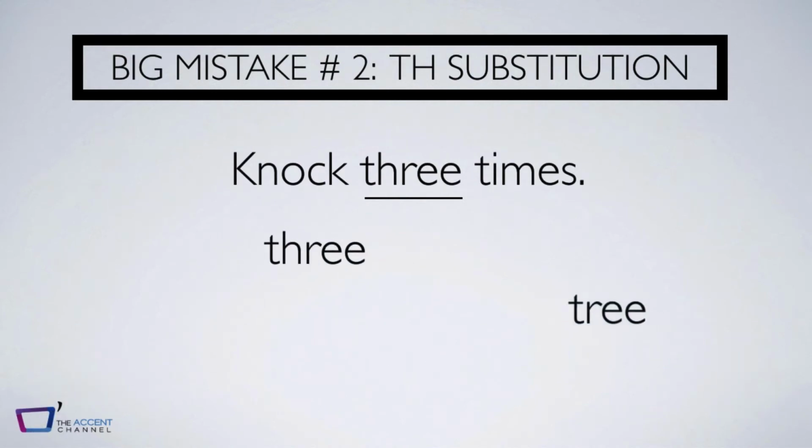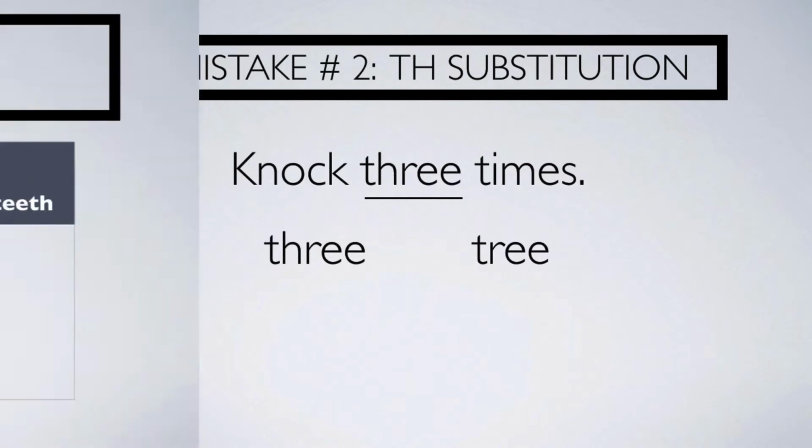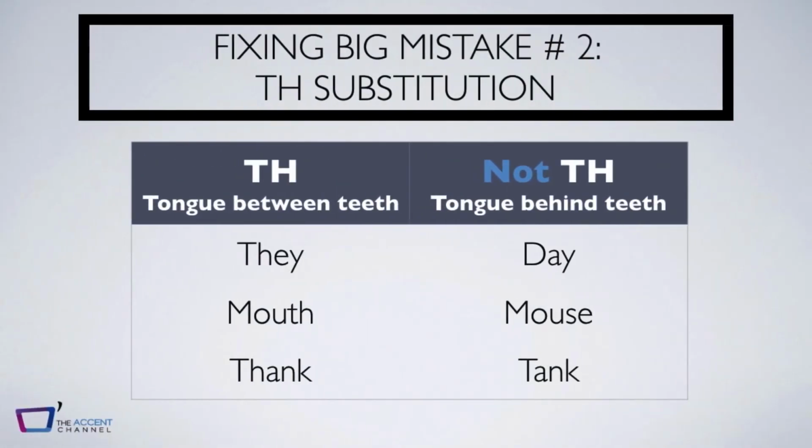Did 3 sound like tree when you said it? If so, you're substituting other sounds for TH. So now let's fix this one. TH is the most common sound in English, and it doesn't exist in most other languages. This makes it an easy target for sound substitutions. This becomes a big problem when a sound substitution changes a word into a different word. When you say TH, your tongue, just the very tip of your tongue, should go between your teeth. This will make these word pairs sound different.